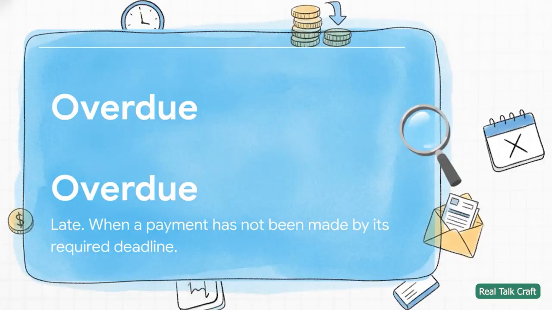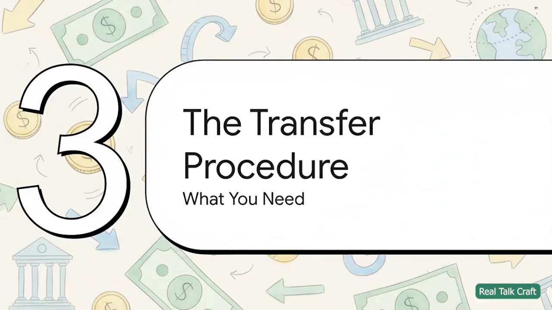And finally, the word that's causing all our stress in the first place: overdue. It just means late, that's it. If a bill is due on Wednesday and you don't pay it until Thursday, well, your payment is overdue. And that is exactly what we're trying to avoid by making a fast, on-time wire transfer. Okay, so now that we're all speaking the same language, let's get back to the actual procedure.